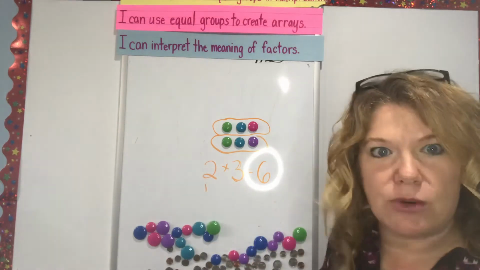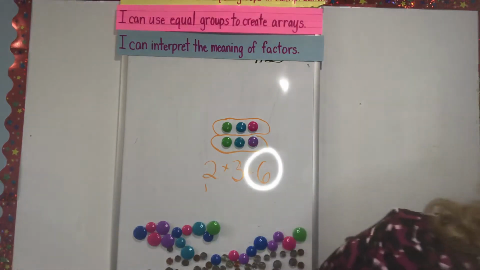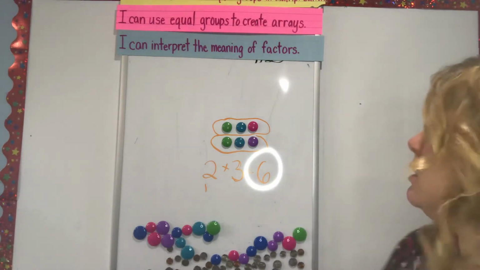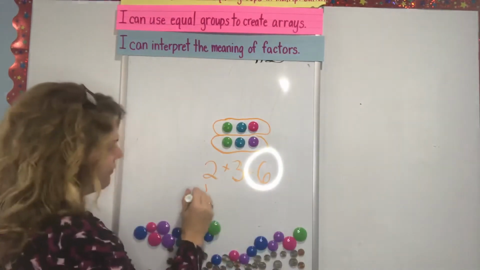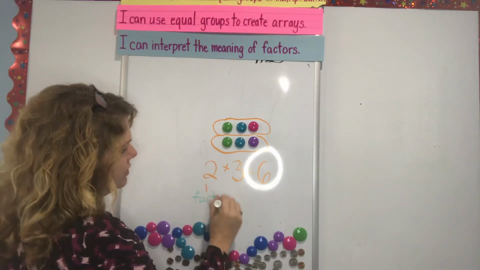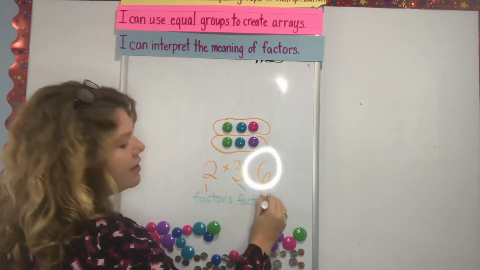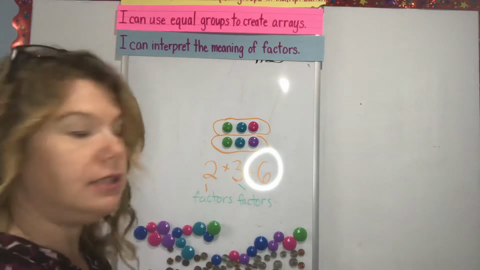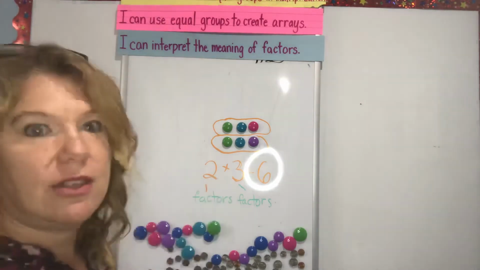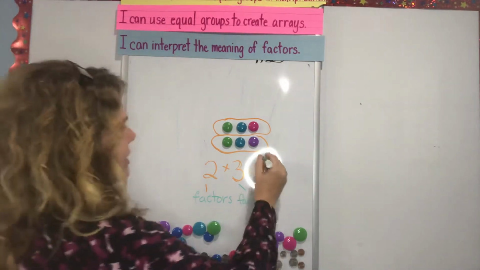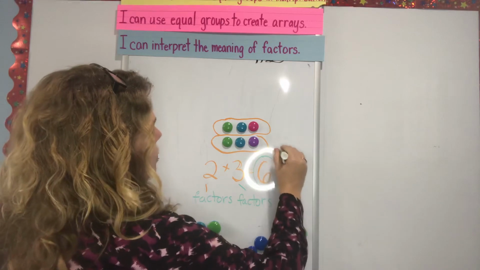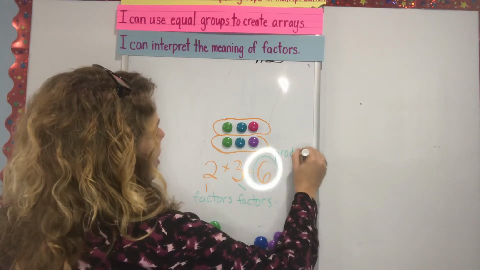And these numbers that we're multiplying, this orange marker isn't showing up very well. Let's try another one. These are called factors. Oh, this one's not very good either. The 2 and the 3 are called factors. Whatever numbers you are writing to multiply, those are called factors. And the answer in a multiplication problem is called the product.